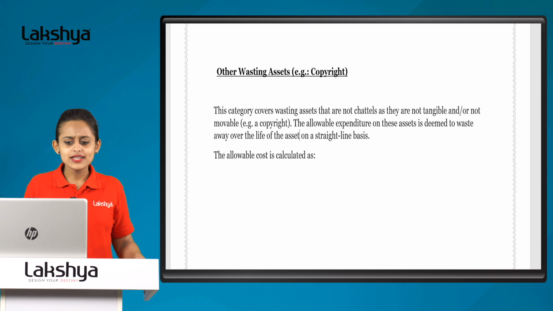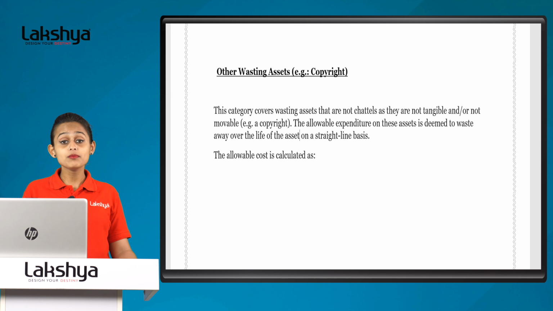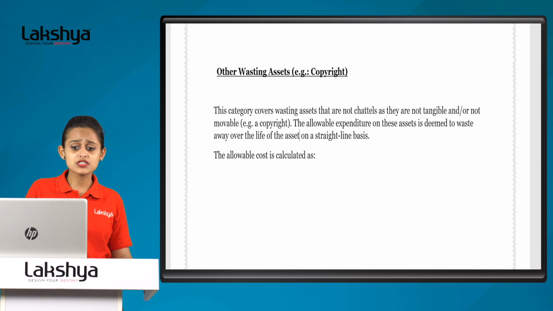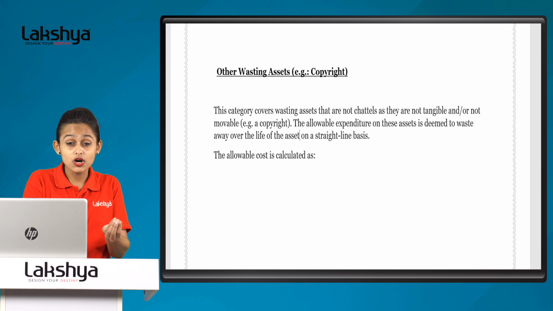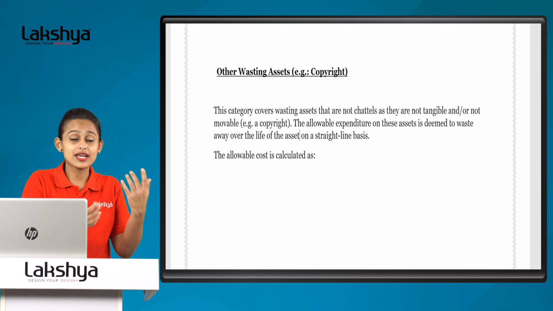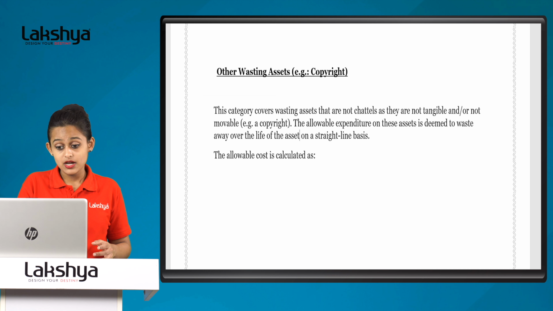So this category covers wasting assets that are not chattels, as they are not tangible and are not movable. The allowable expenditure on these assets is deemed to waste away over the life of an asset on a straight line basis. So for other wasting assets, how you calculate the cost is actually depreciation on a straight line basis.